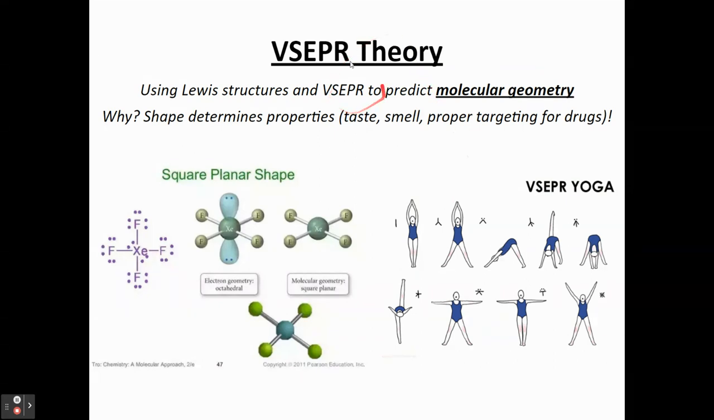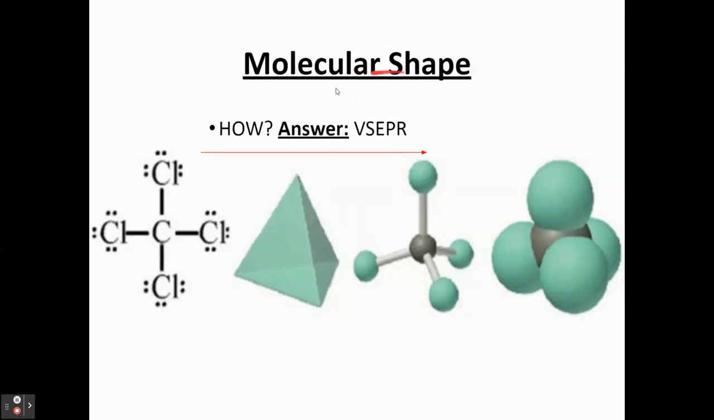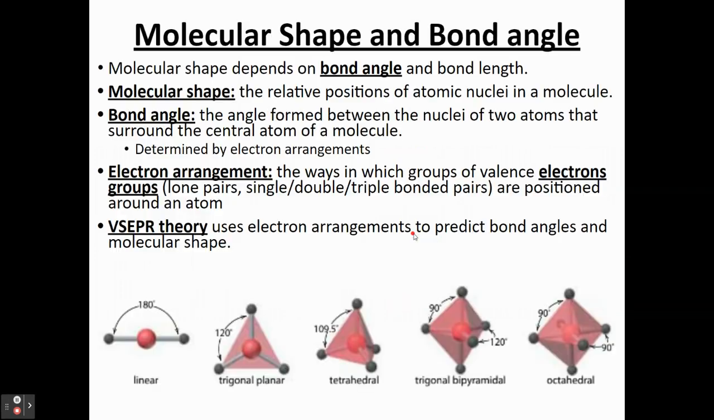So again, VSEPR is a way to predict molecular geometry, in other words, the 3D shape of a molecule. They don't always have to be drawn flat like this. This would be a Lewis structure, but we can represent them in their more 3D shape like this over here using VSEPR theory and using different drawings. So again, how do we go from this two-dimensional structure to this 3D shape over here? We have to use VSEPR theory.